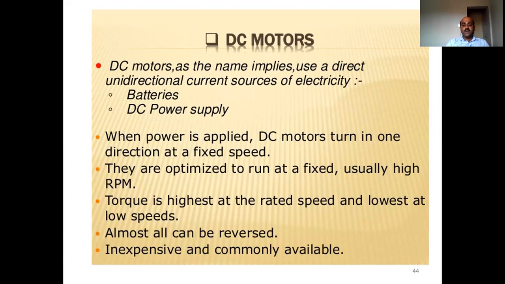So in this case, when current passes through, or when you supply power, these DC motors will turn in one direction and at a fixed speed.